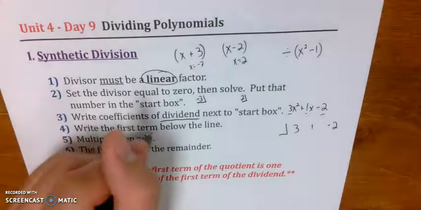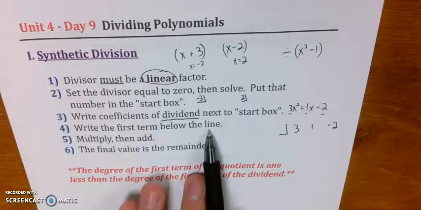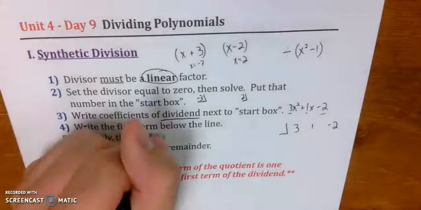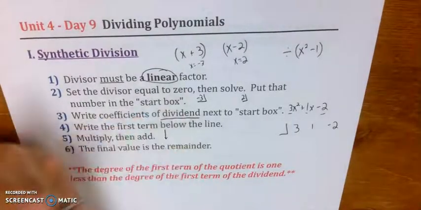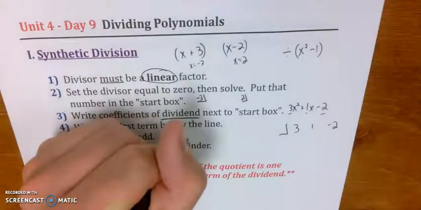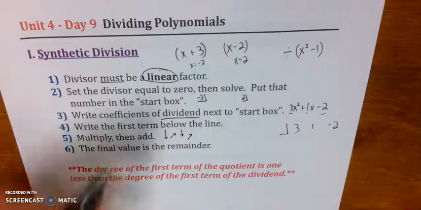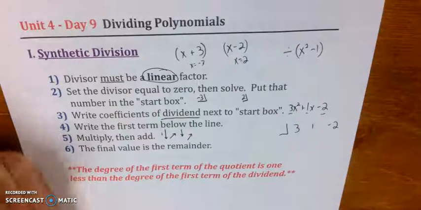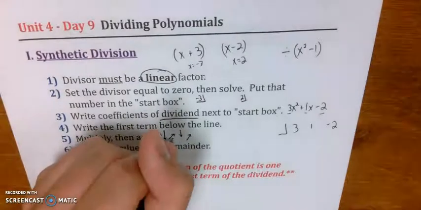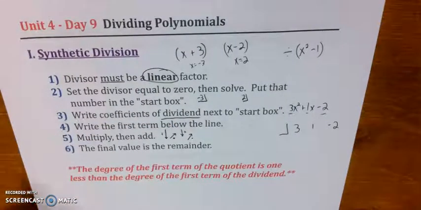Next, we're going to write the very first term below the line. And again, once we get into an example, this will make sense. And then we're going to follow the process of multiply, then add. I'm going to even throw in, we always go down, diagonal, down, diagonal. We always add down, and you always multiply diagonal. That's a little dot, not a minus sign. So you add down, you multiply diagonal.